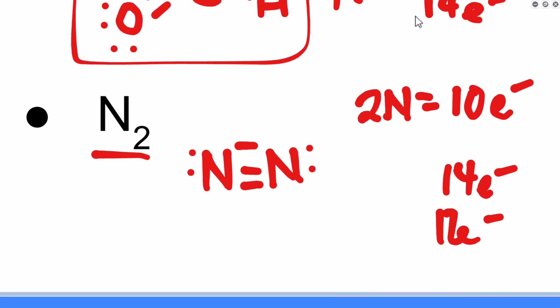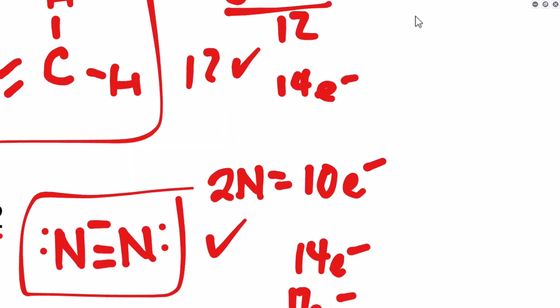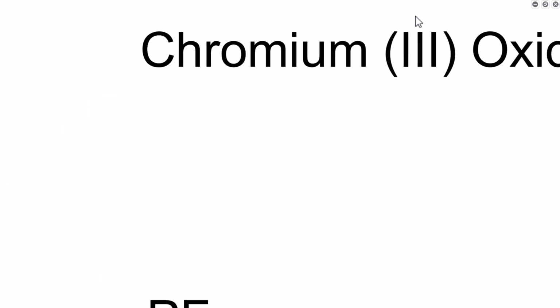There you go. 2, 4, 6, 8, 10. All my octet rules are satisfied. There's a triple bond between those nitrogens. Simple enough. All right. So what we have here is chromium(III) oxide.